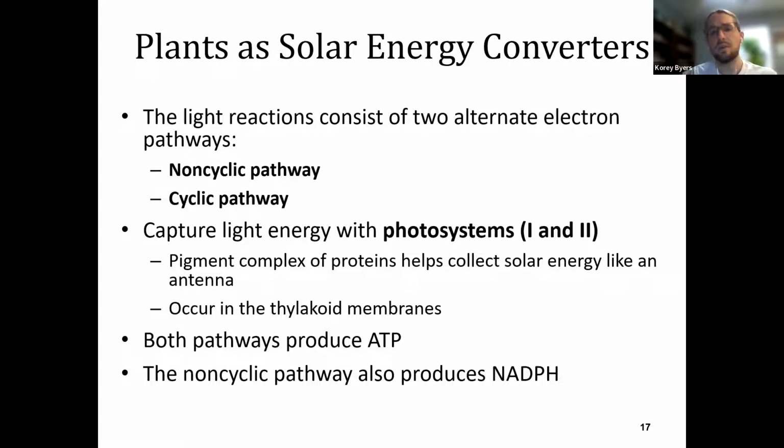So we're going to capture light with those pigment complexes, those photosystems. Now here's where it gets a tiny bit confusing. We named them photosystem 1 and 2. Technically, we named them PS700 and PS680, which just tells us the range of light wavelength being absorbed and what's going on there. But we named them photosystem 1 and 2. Photosystem 2 actually occurs first in this light pathway, and photosystem 1 occurs second. But we discovered photosystem 2 first and photosystem 1 second.